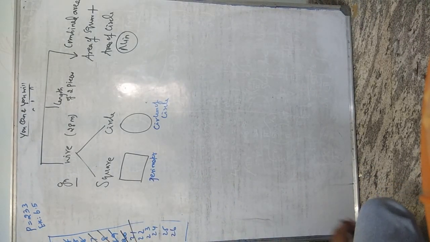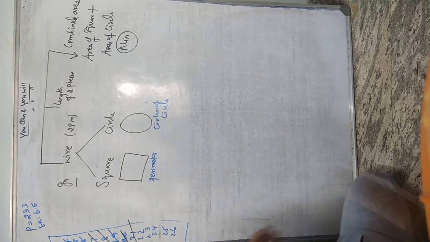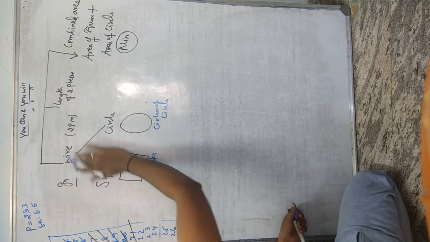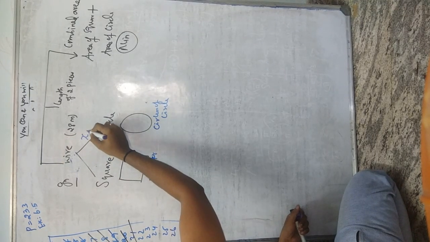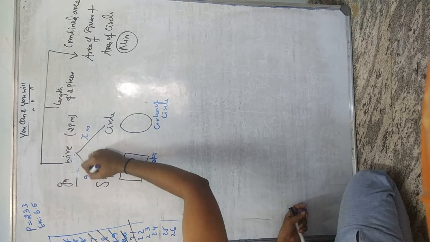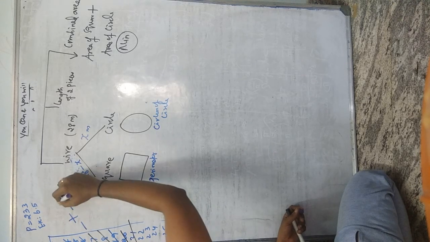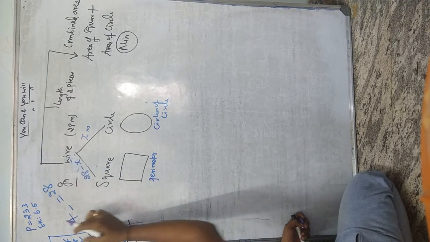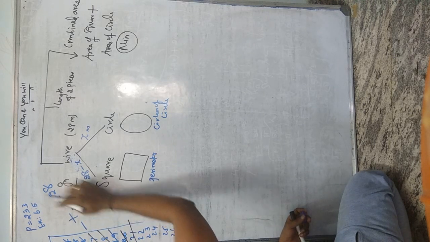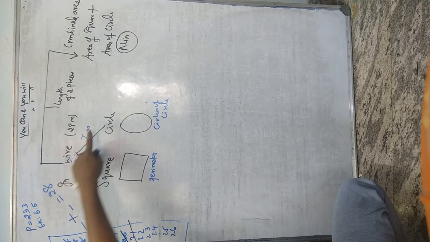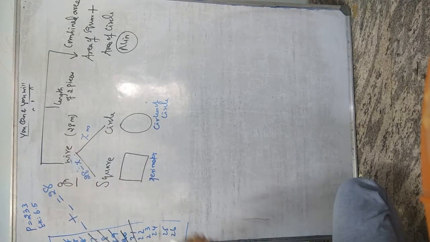Circumference of the circle. Now if one is made of x meter, suppose the circle is made of x meter, the square will be made of 28 minus x, because if I add both I have to get 28, right? So one is made of x, the other one is 28 minus x. If you add both, you get 28.